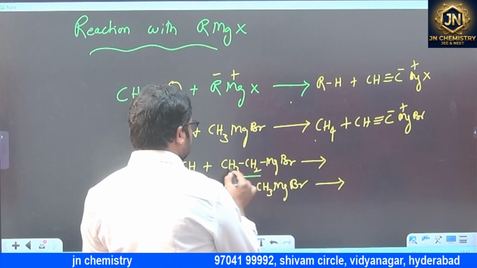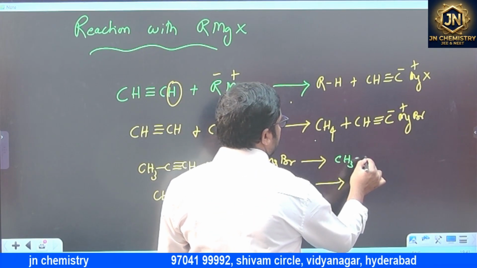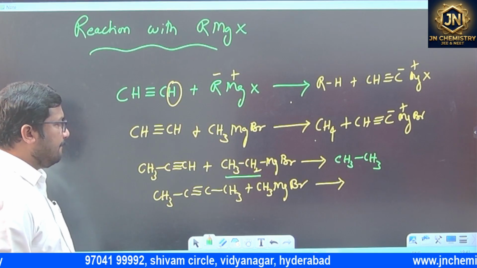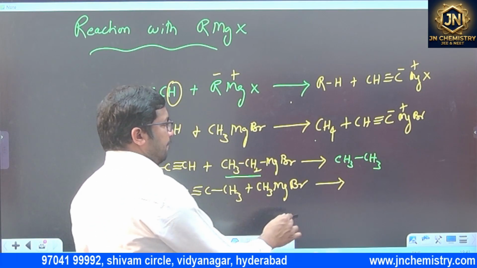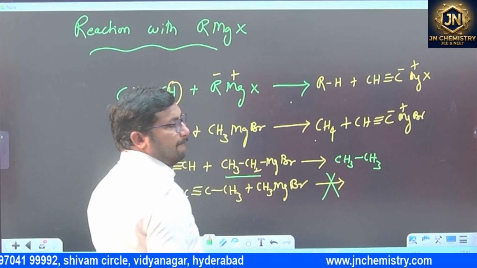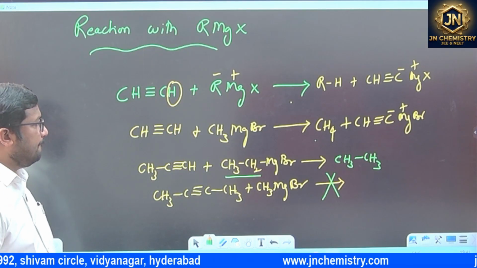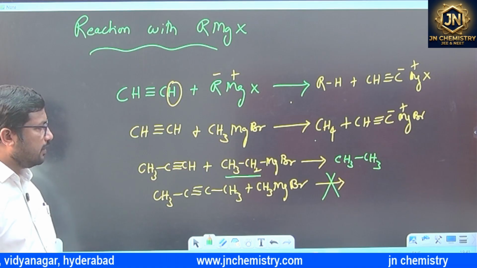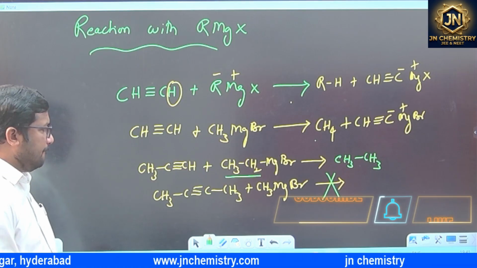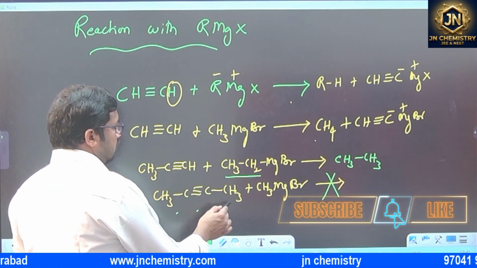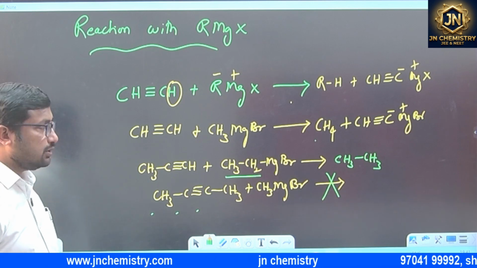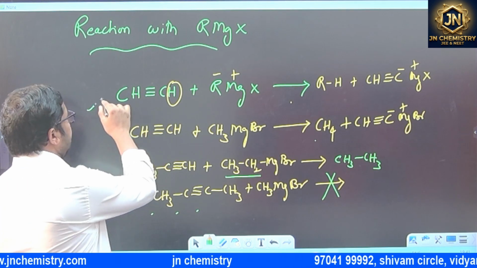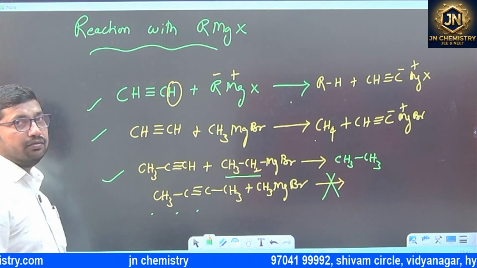So here is CH3, ethane. Ethane. In this case, no reaction. Why? No alkane is forming. Why, Ram? Because no acidic hydrogen. The hydrogen directly attached to the triple bond carbon, only those will give, but not this one.